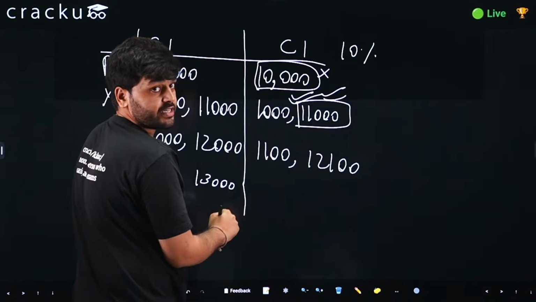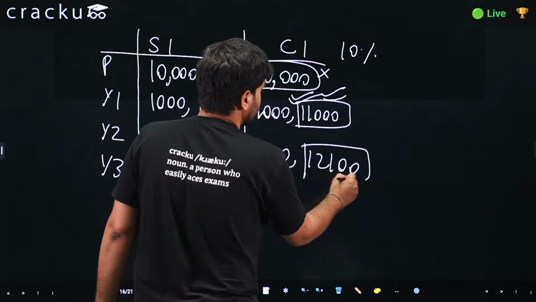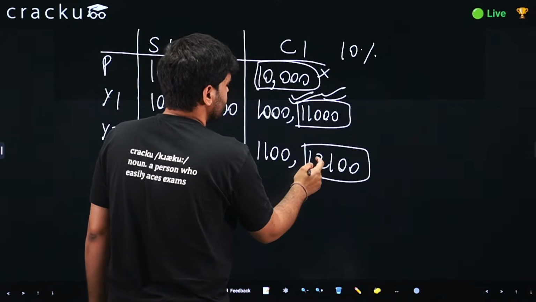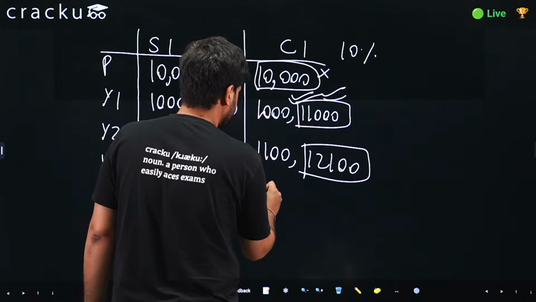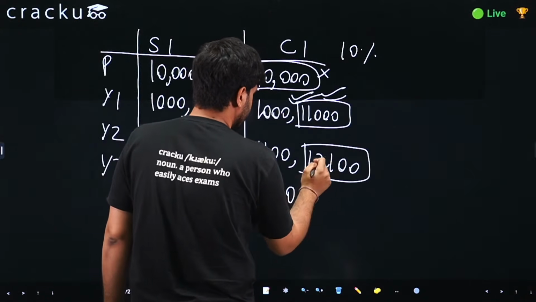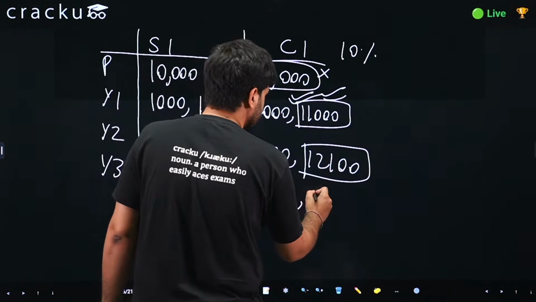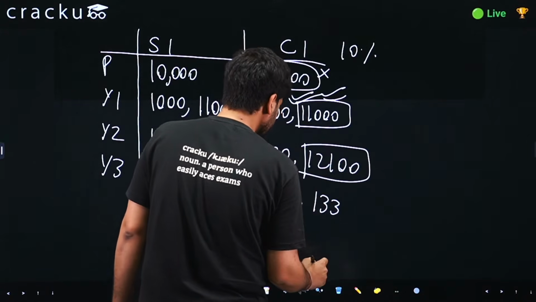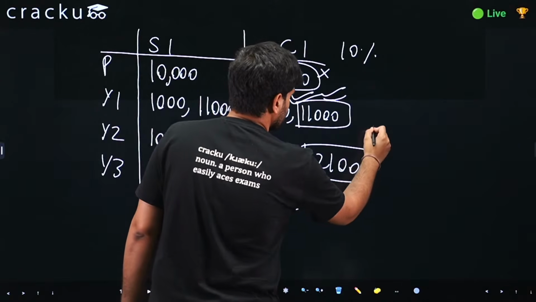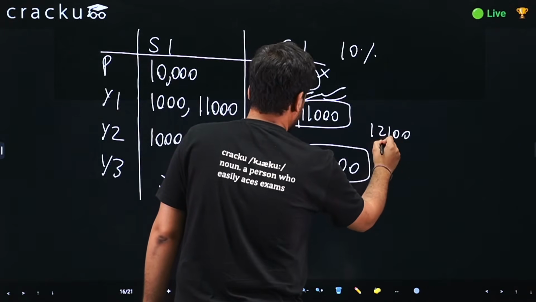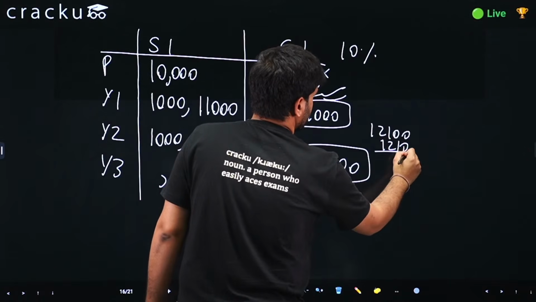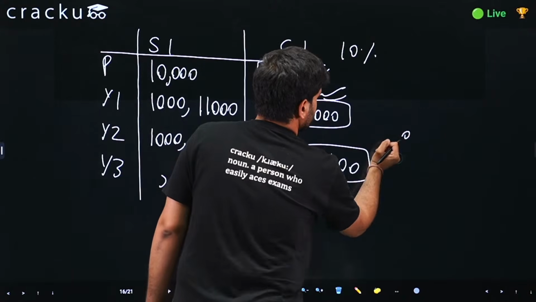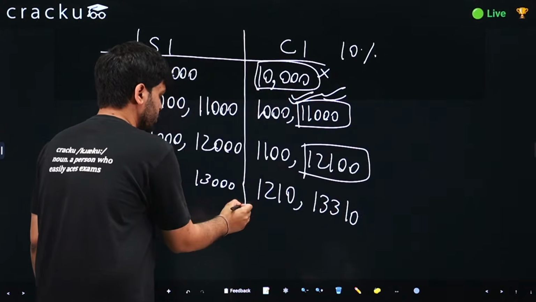Now if we go for year 3, for simple interest the interest will be the same, and the amount will be 13,000. But for compound interest, again, it will be calculated on this new amount. So 10% of this 12,100 would be 1,210. And the total amount would come out as, let me calculate it, 13,310. This would be the total amount.